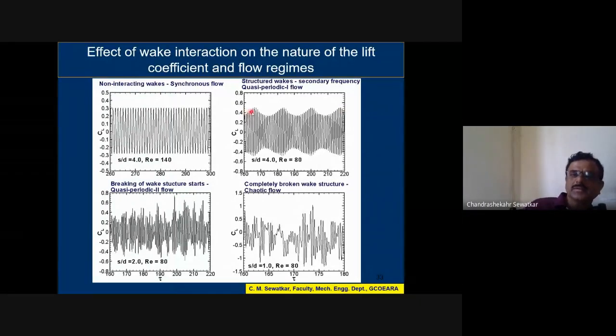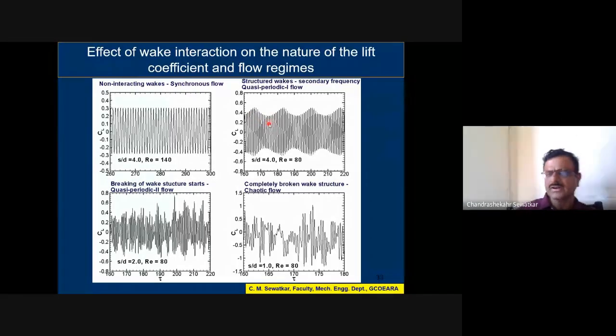So there is a secondary frequency, but the time period of a secondary frequency for consecutive cycles is constant. However, the time period of a primary frequency for consecutive cycles is not constant. It is changing within 10%. This flow we designated as a synchronous flow. This flow we designated as a quasi-periodic one flow.